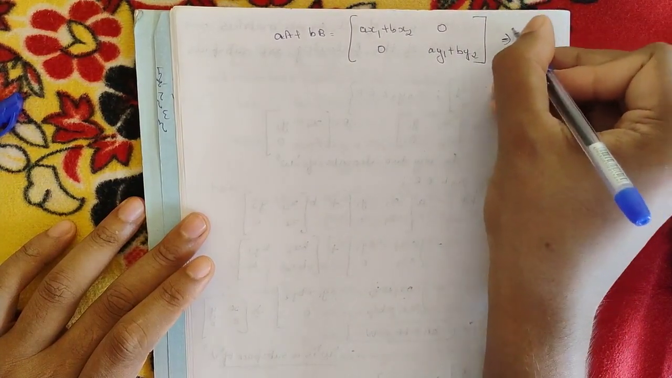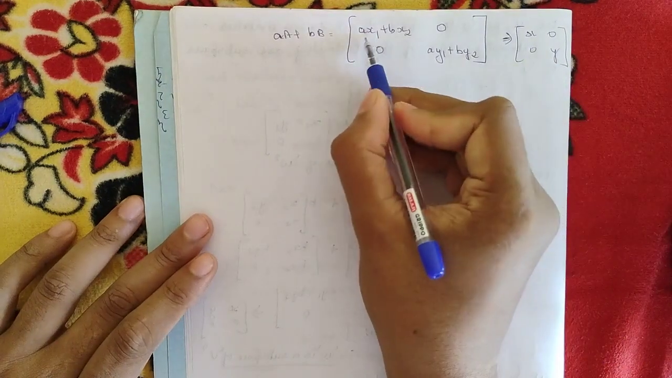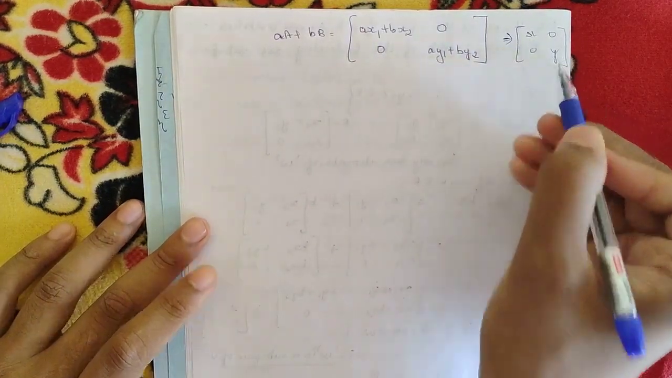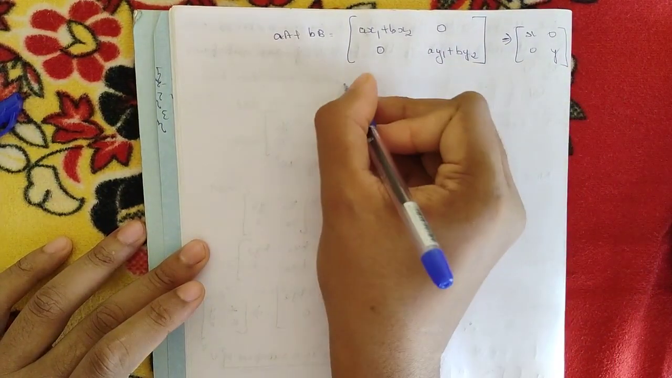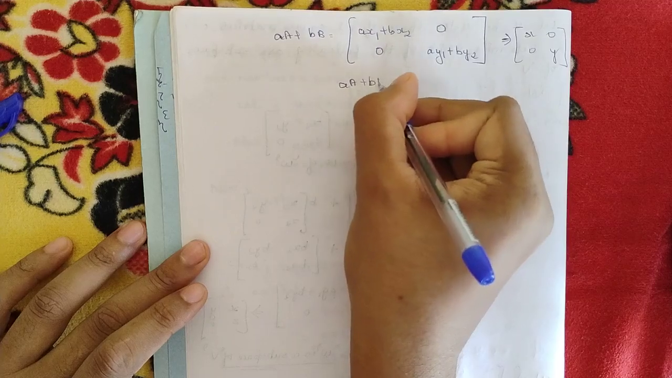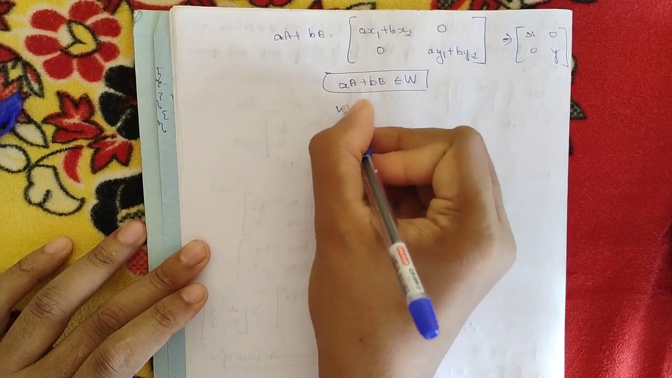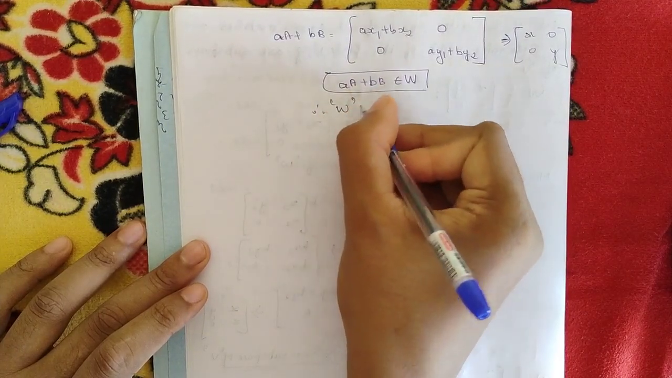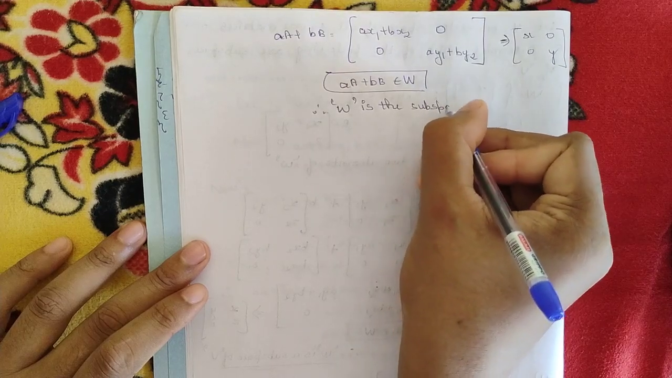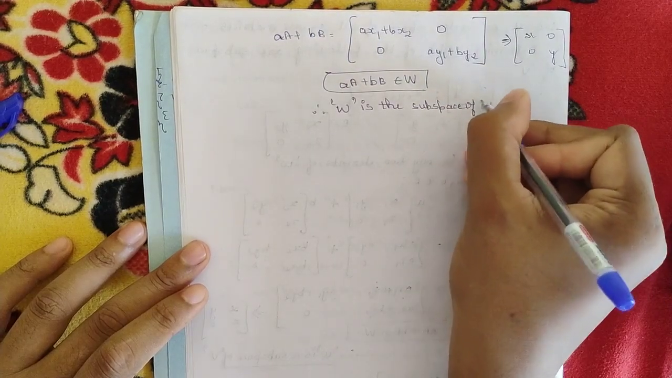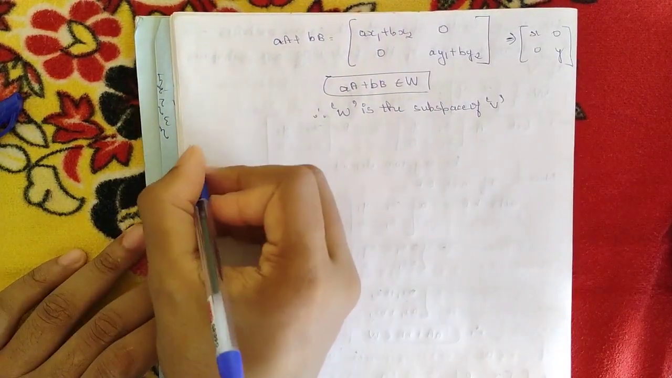Again it is of the form x 0 0 y according to the given condition, where in the first term we have all the x terms and in the last term we have all the y terms. So it is of this type of matrix, and we can conclude that a times A plus b times B belongs to W. Therefore W is a subspace of V. So this was the second sub question.